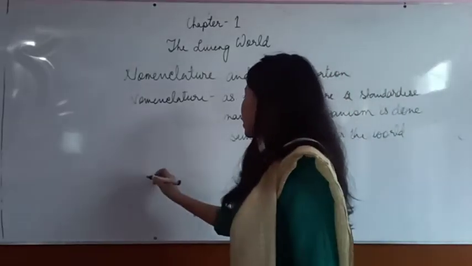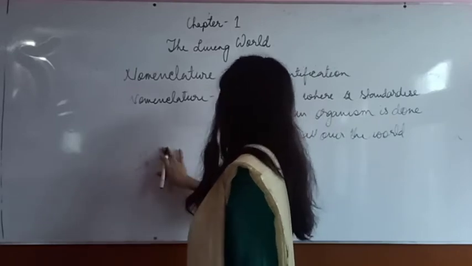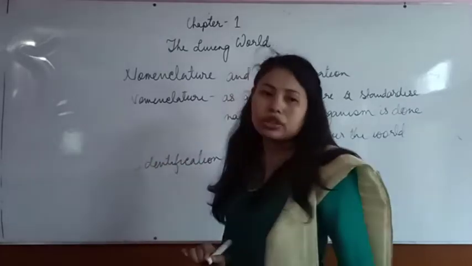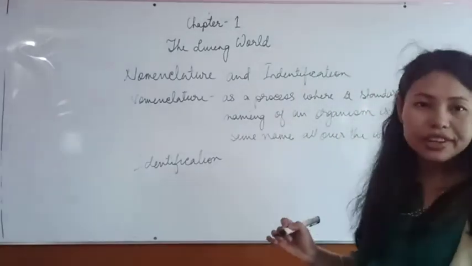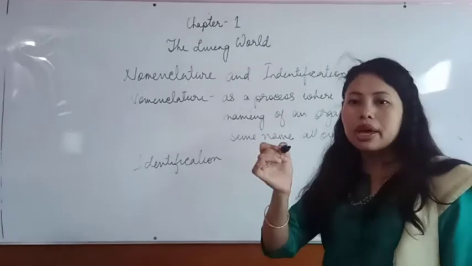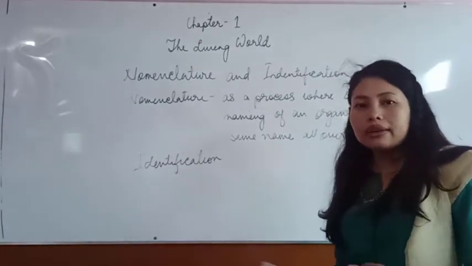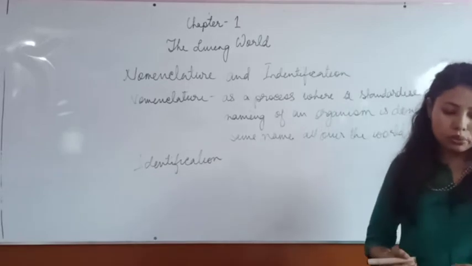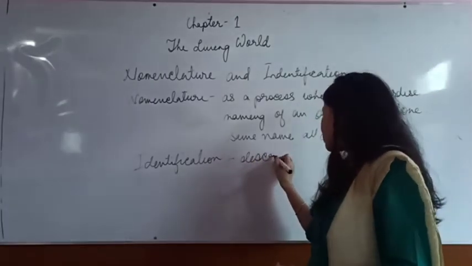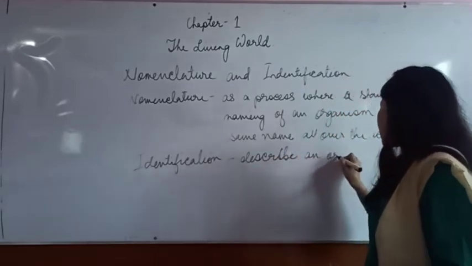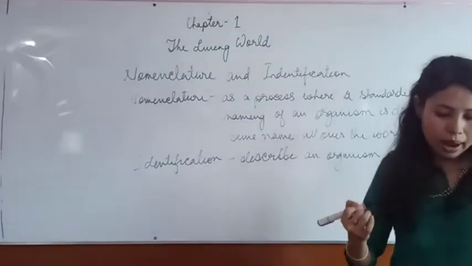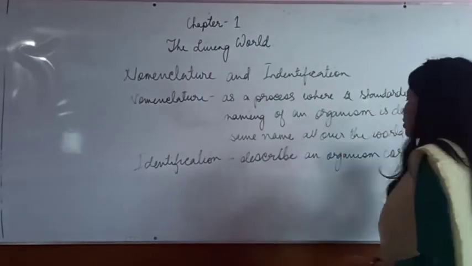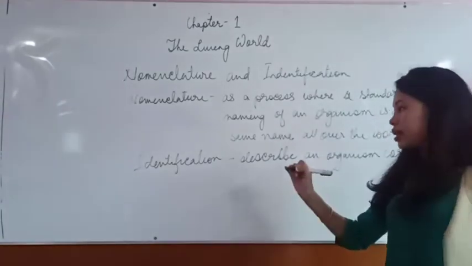And we have another important topic, identification. So what is identification? Well, identification is the process before naming: we have to identify an organism. We have to identify whether that organism belongs to the human species or to an animal species like cow or dog. So identification is nothing but when we try to describe an organism correctly. When we describe an organism correctly, we call it identification.